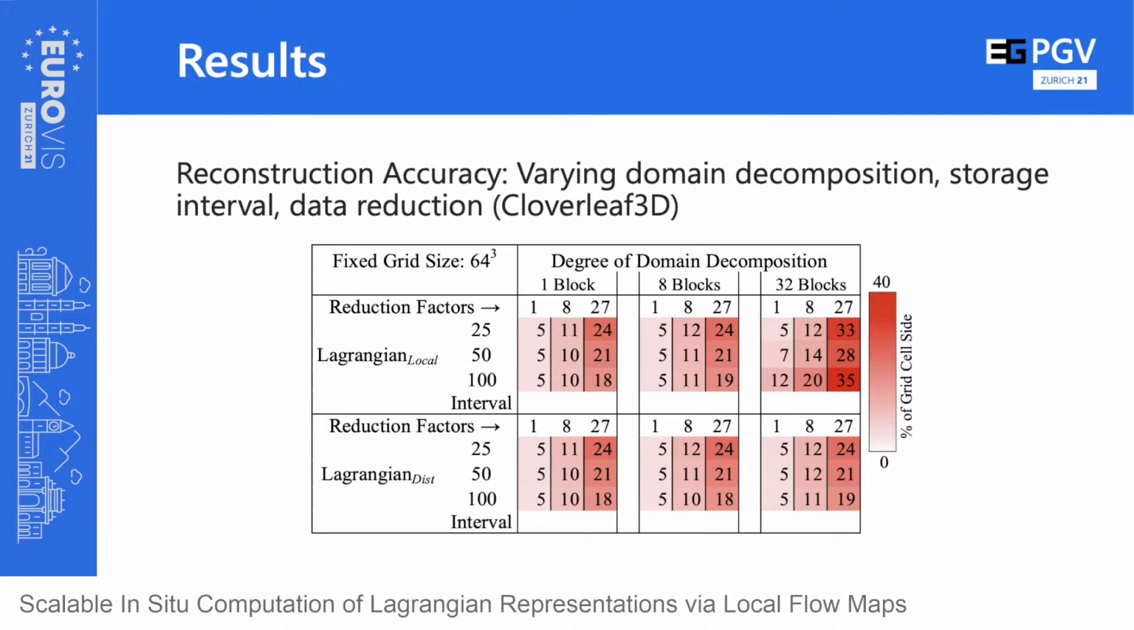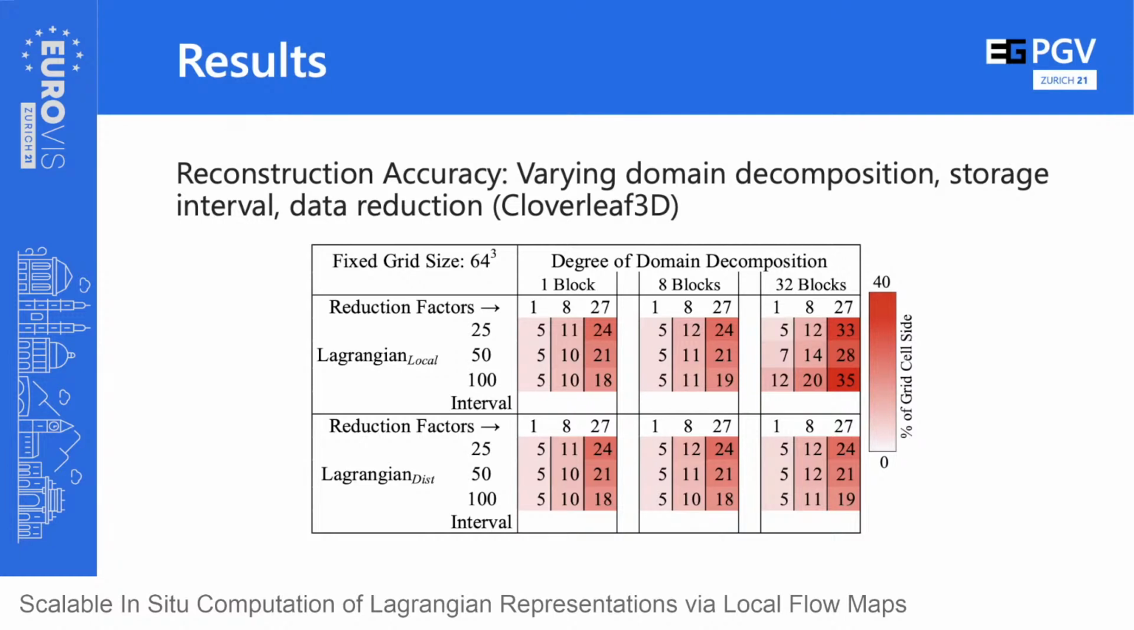That said, the experiment configurations decomposing a 64 cubed grid into 8 blocks and 32 blocks tests an extreme case. We would expect simulations to have at least a 64 cubed grid per rank in a practical setting. We considered 3 data reduction factors, these are the columns, and we considered 3 storage intervals, these are the rows. We color a cell by the average error of interpolated locations. The results for Lagrangian local are on top, and Lagrangian distributed are below.